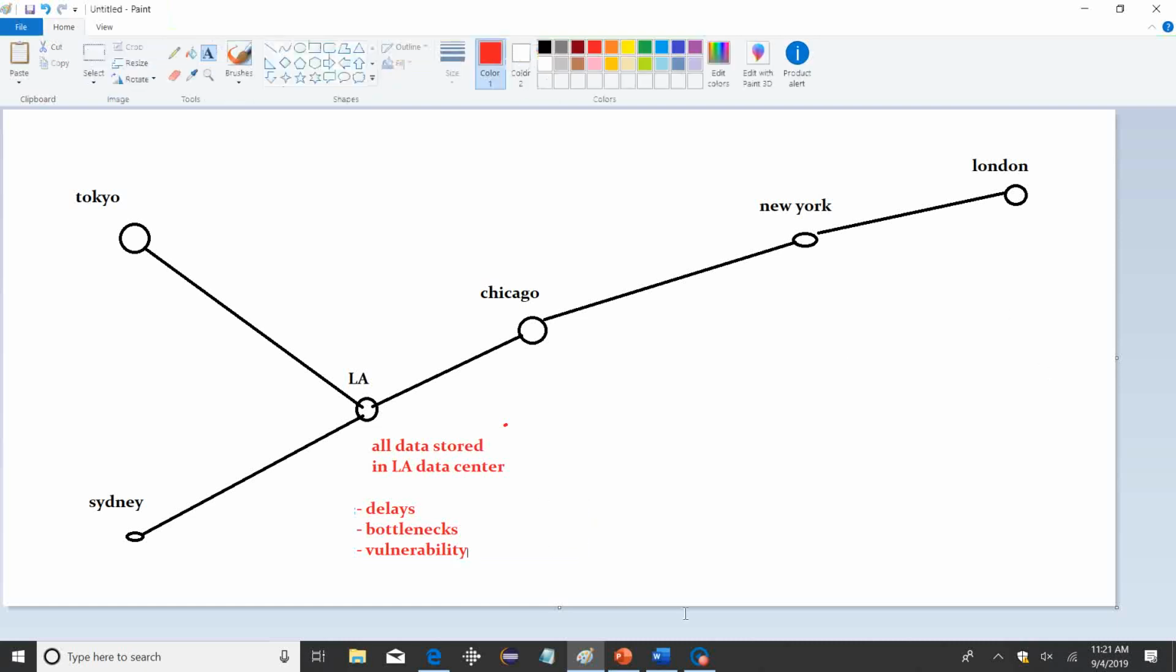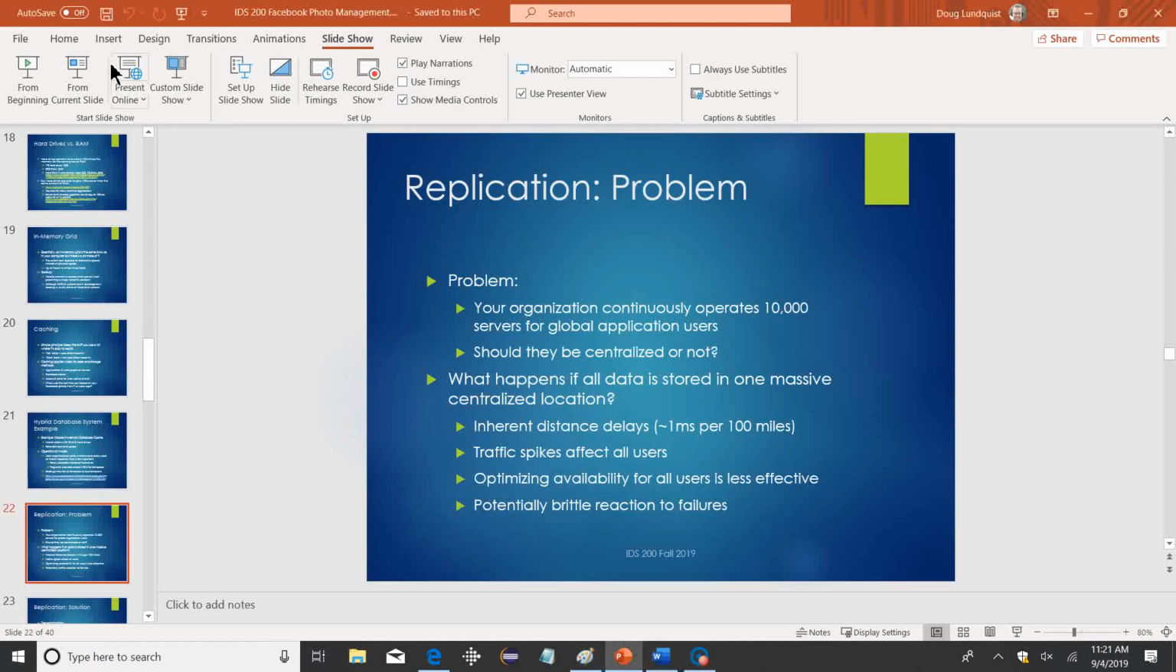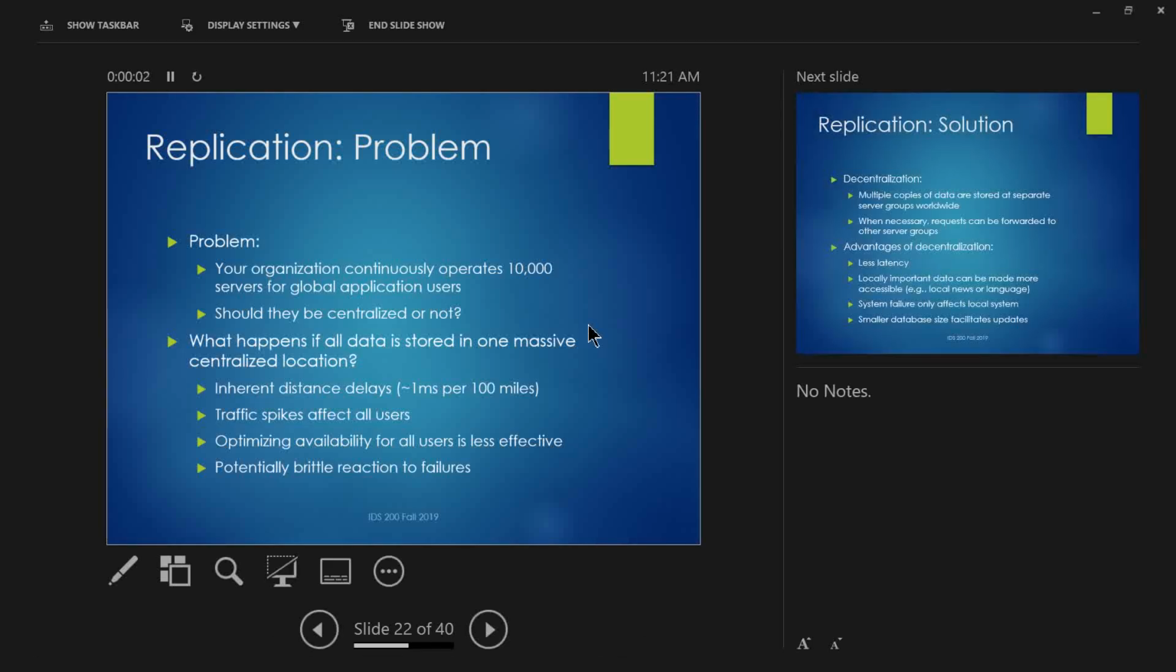So that's the problem. Basically, because of those concerns, you don't want to do it that way. If all the data got stored in one massive centralized location, first of all, there'd be a distance delay because electrons don't teleport. When you send an email or some other message to somebody on the other side of the world, those electrons have to go through cables to eventually get where they're going. And they don't get there instantly. The delay is about a millisecond per 100 miles. And you can actually experience this.